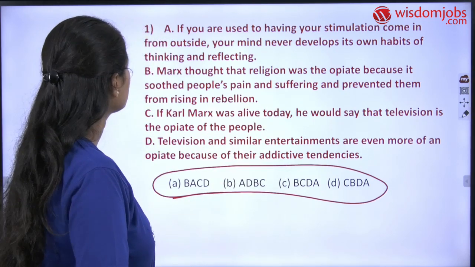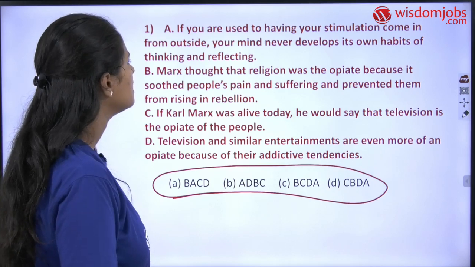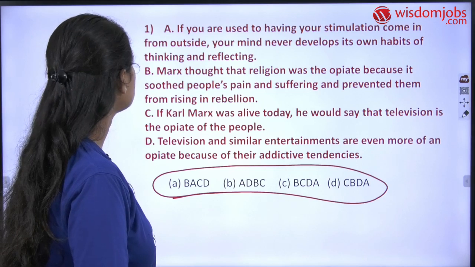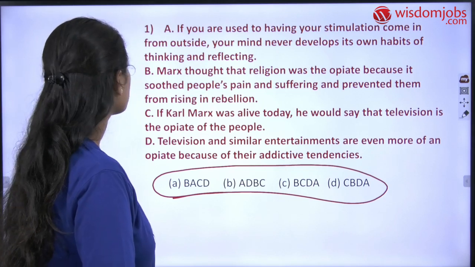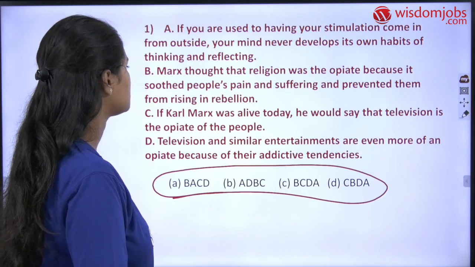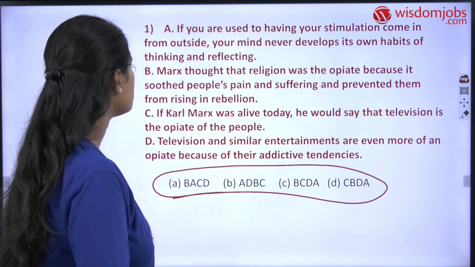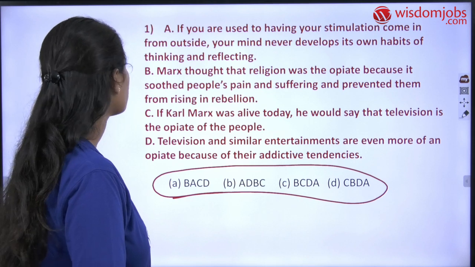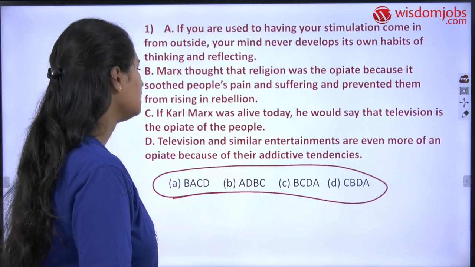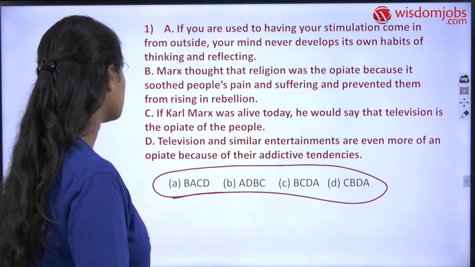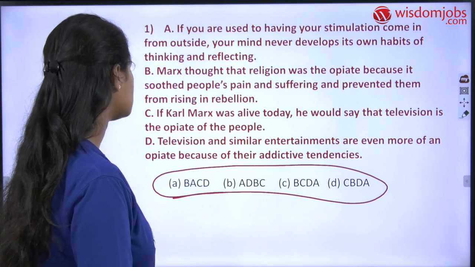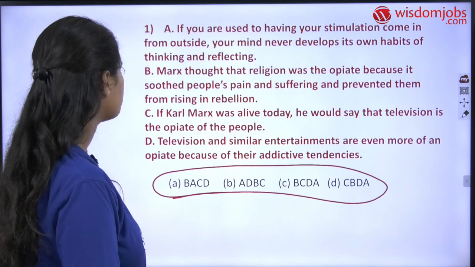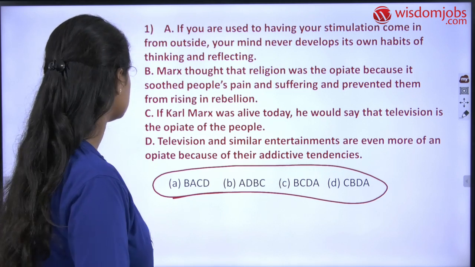Let us read this. If you are used to having your stimulation come in from outside, your mind never develops its own habits of thinking and reflecting. Marx thought that religion was the opiate because it soothed people's pain and suffering and prevented them from rising in rebellion. If Karl Marx was alive today, he would say that television is the opiate of the people. Television and similar entertainments are given more of an opiate because of their addictive tendencies.